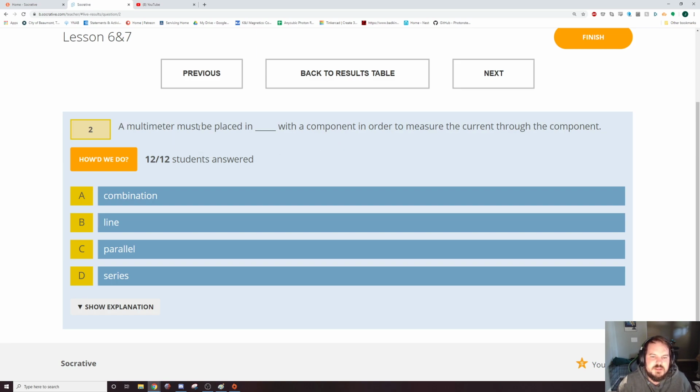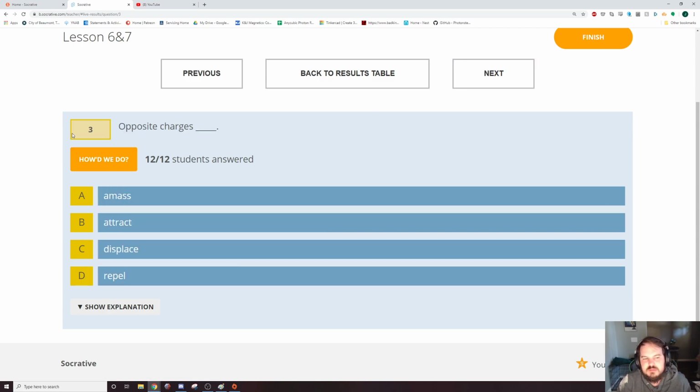Multimeter must be placed in series to read amperage. That's because one of the natures of a series circuit is that current stays the same. So if you were trying to read current, you don't want it to change. So you're going to put your meter in line with the current. You're going to put it in series so that the current stays the same going through there.